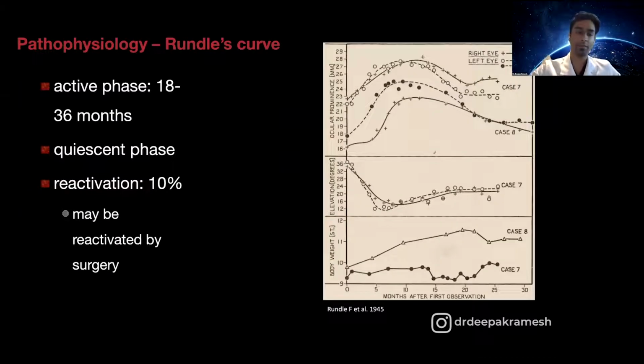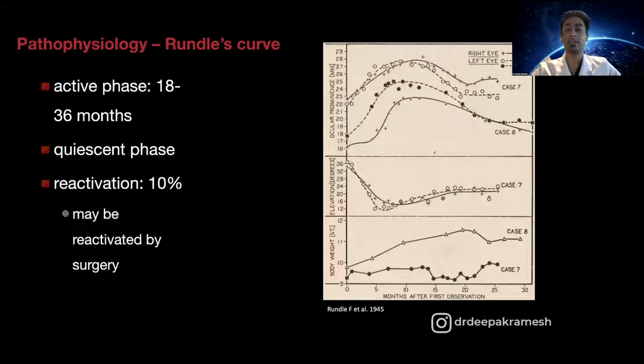So Rundle's curve. Rundle was a physician who published the classic curve for the activity of thyroid eye disease in the 1940s. And you can see on the top graph here that he only had 5 patients. So a lot of what we know is from these original 5 patients where we followed their activity course over time, but this has been reinforced by later literature. And what we know is that the active phase of thyroid eye disease lasts about 18 months or so.